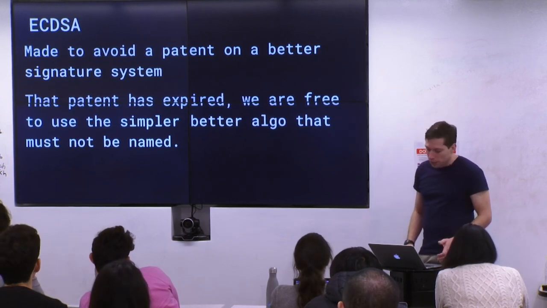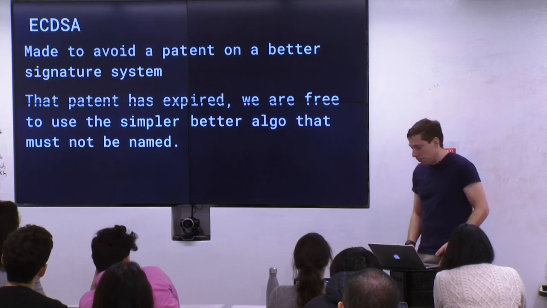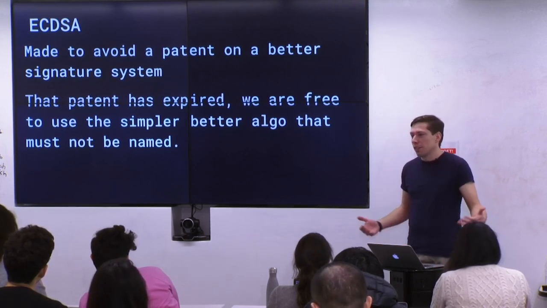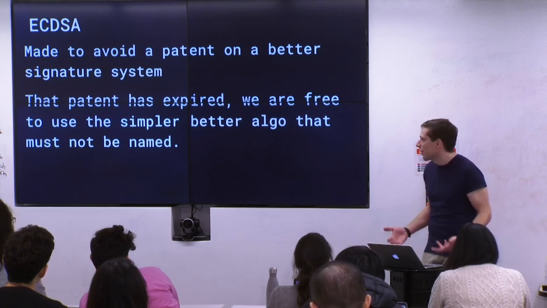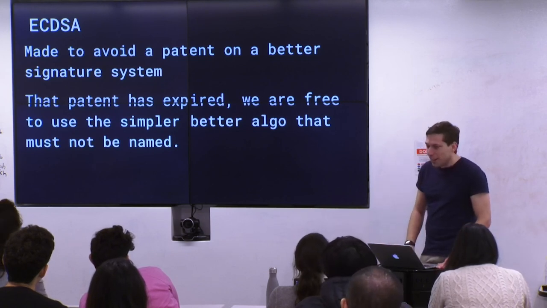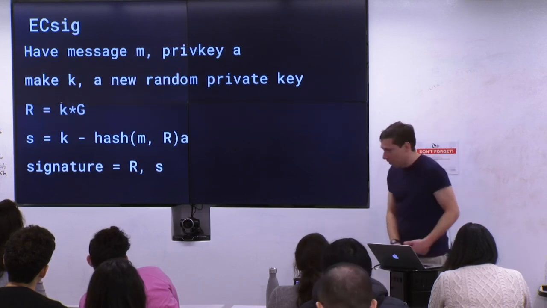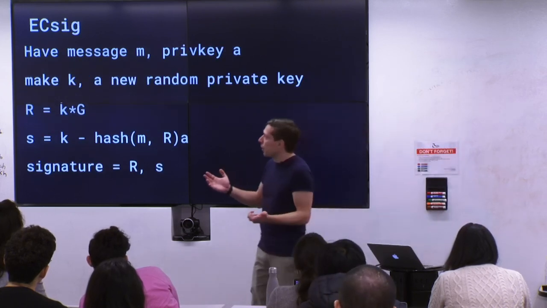That must not be named. So yeah, people don't call it Schnorr signature as much because it's like, well, this is the guy who prevented us from using this for 20 years. And there's modifications to it. Okay, so the elliptic curve signature, for lack of a better name.